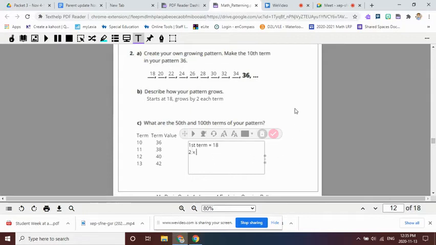And I know that each of those 9 terms is just going to grow by 2 each time. So I'm going to do 2 times 9, and that's going to land me on 18. And when I add those together, I'll get 36, which we know is the 10th term. Okay?